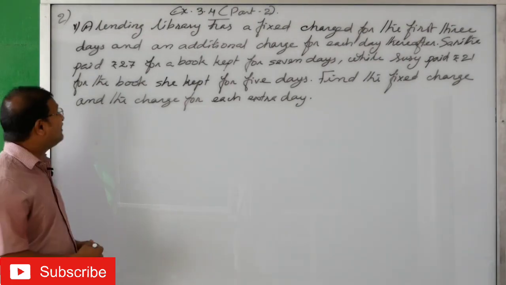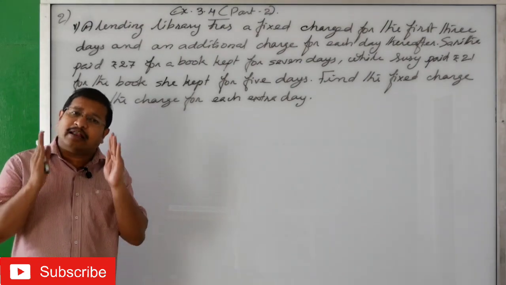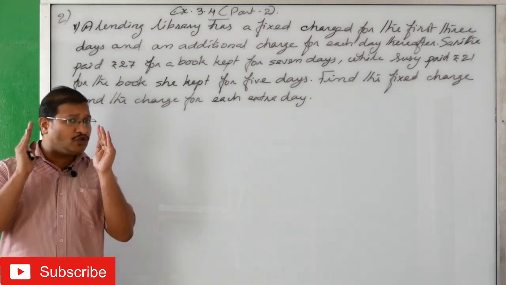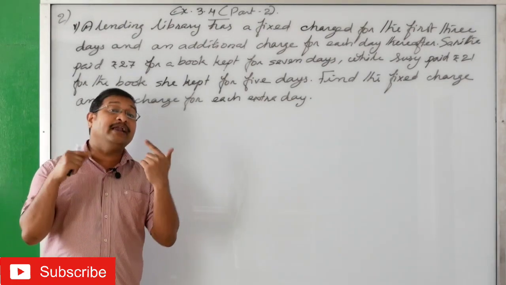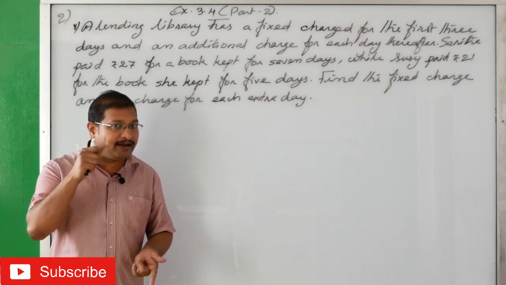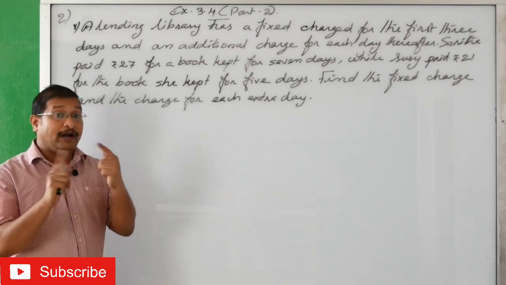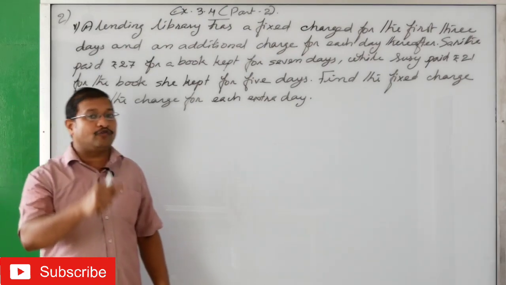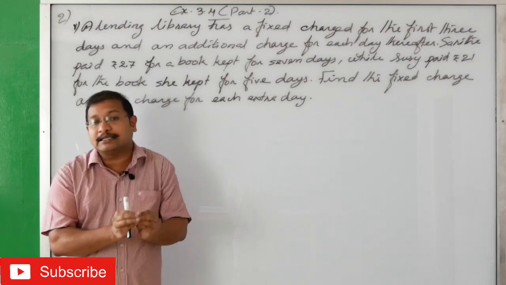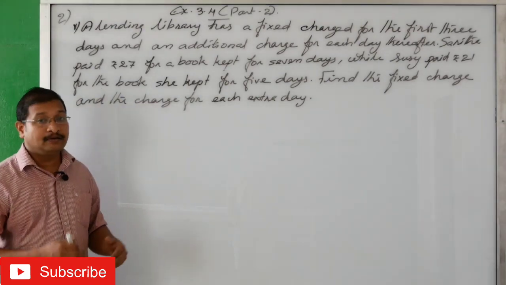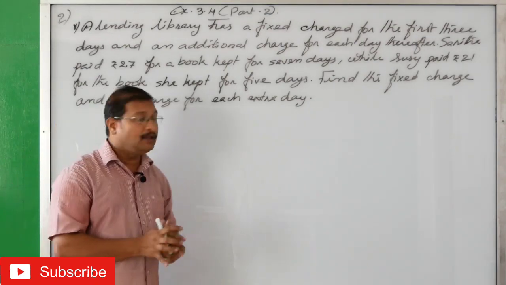What is the condition here? See, a lending library means a library, according to the library rule, for first 3 days there will be a fixed rate. After that, how many days you are going to keep? That many days extra per day, some certain amount is there that you have to pay. So what you want to do in this question, you have to find out how much is the fixed rate for the 3 days. After that, how much will be the rupees for each extra day. Ready? That one we have to find out. Ready? Let's start the work.